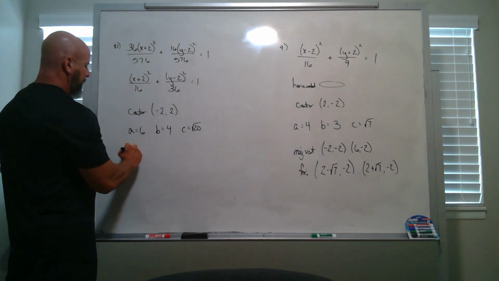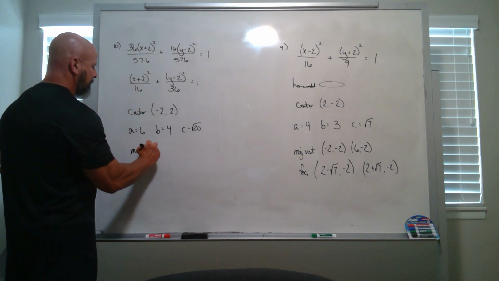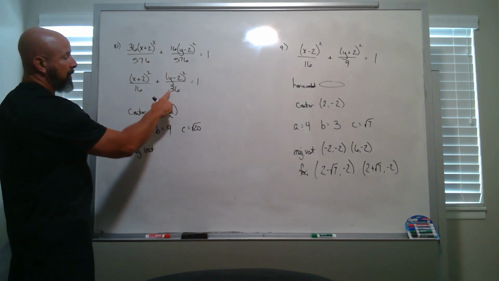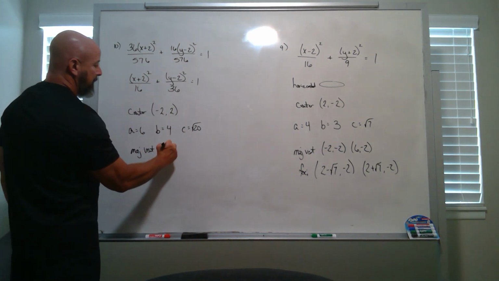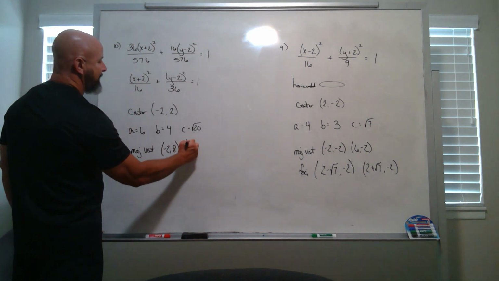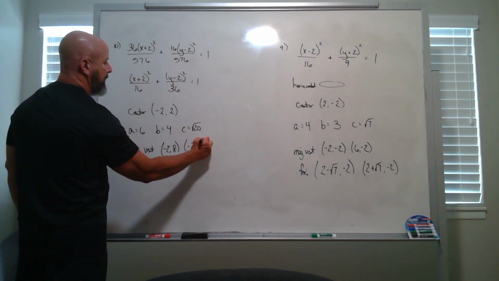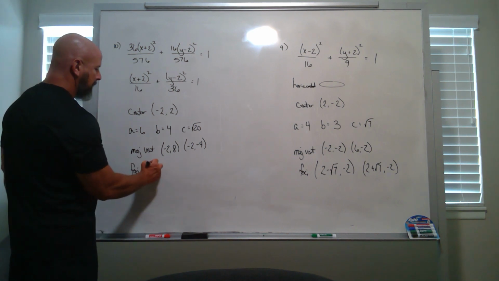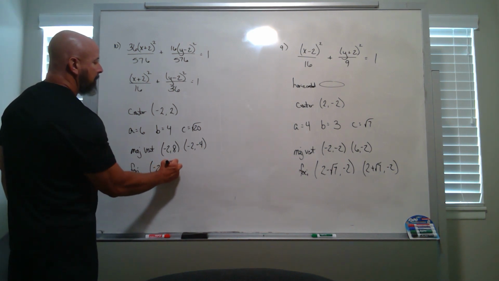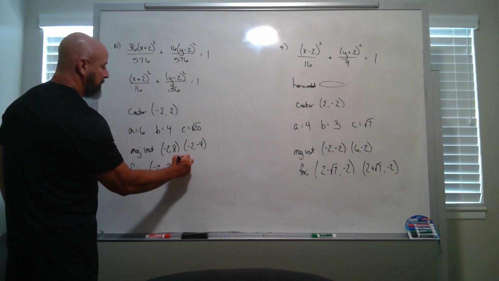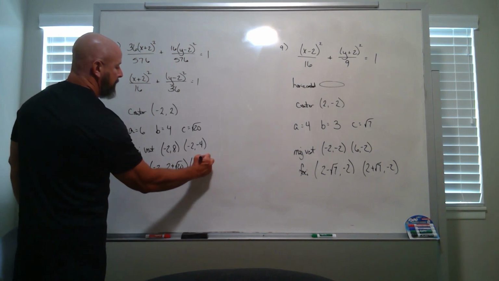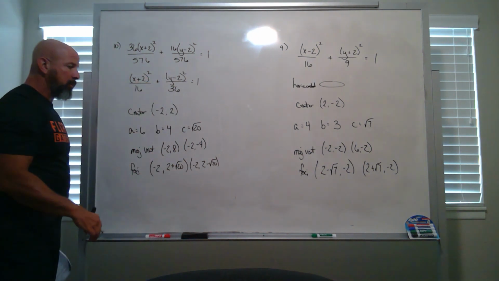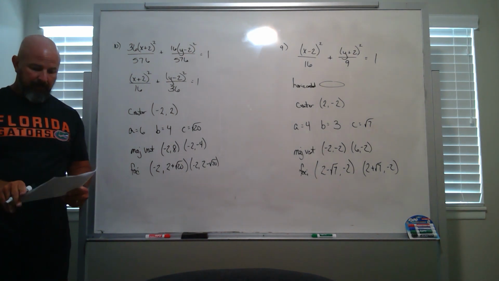Okay. Major vertices. We're going 6 units. And again, it's a vertical one, so I'm going 6 up, -2, 8. 6 down, -2, -4. Foci, -2, 2 plus √20, -2, 2 minus √20. Again, going up √20, down √20 for those values.